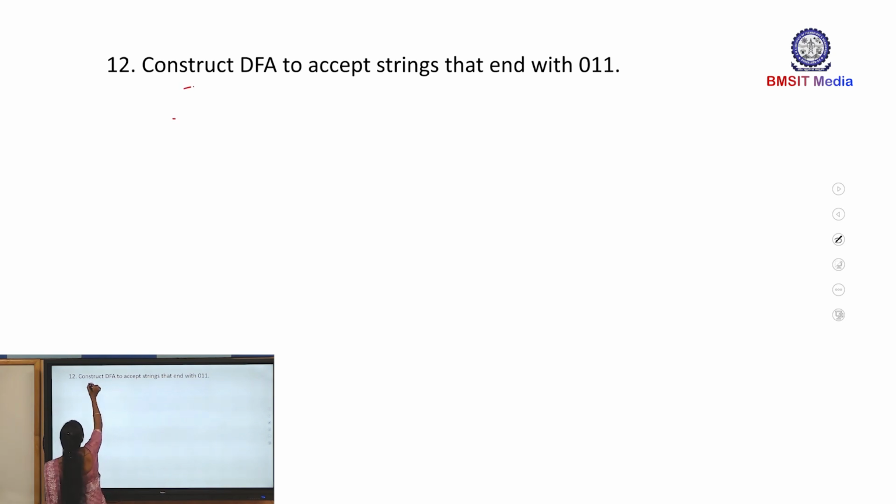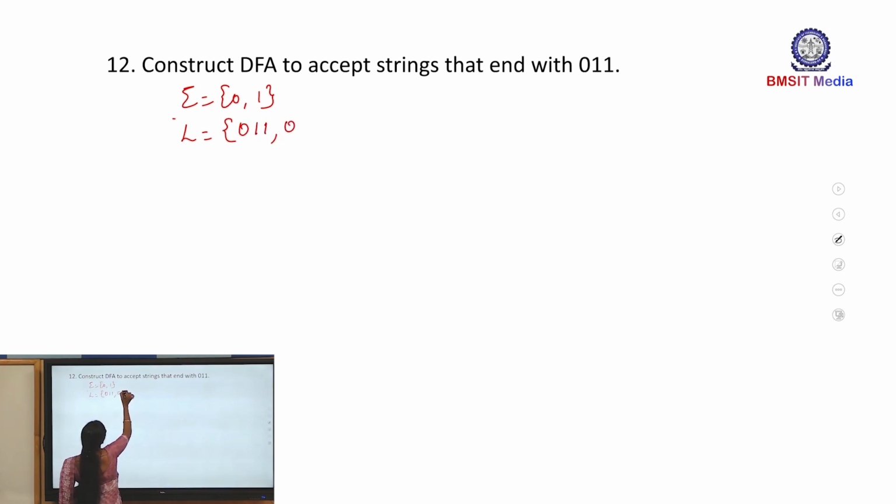So here we can see that the alphabet accepted is 0, 1. And the strings in the language are all the strings that end with 0, 1, 1. So I can have 0, 1, 1 followed by any number of zeros followed by 1, 1. So this should be valid.